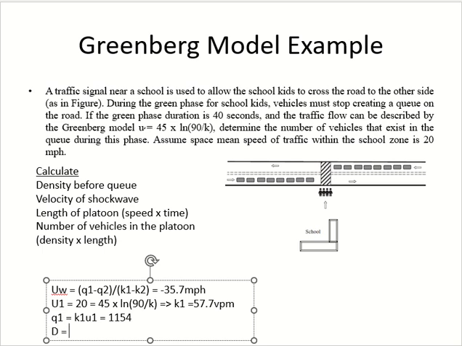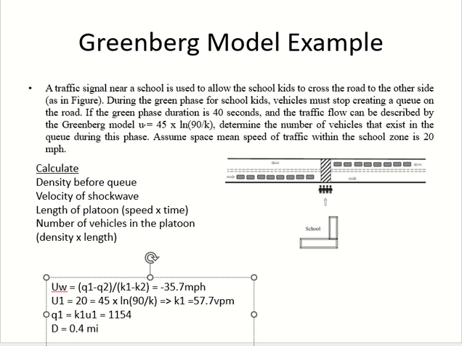K2 is 90, yes. So we get the speed of the shock wave, because we have Q1, Q2 is 0, K1 is 57 and K2 is 90, right? So that gives 0.4. Miles? Okay, and you did the conversion for time, right? So now you have the distance and now you also know the density. Density is 90, K2. So how long is the shock wave? 36. No, number of vehicles. Ah, yes, number of vehicles. 36 vehicles.